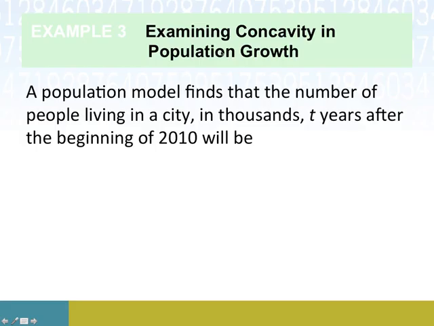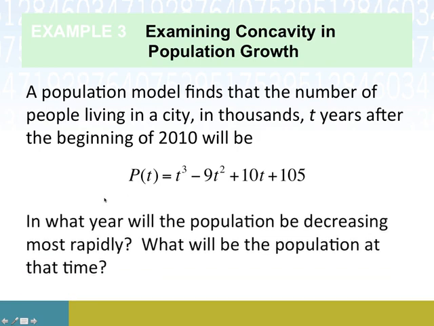So here's our population model. Our guess is about a particular city. We'll say that t years after the beginning of 2010, this is our projection for population. And maybe this is modeled after actual data from 2010 through the present, or it's just made up for fun. Our task, though, is to figure out in what year the population will be decreasing most rapidly, and then what will the population be at that time?